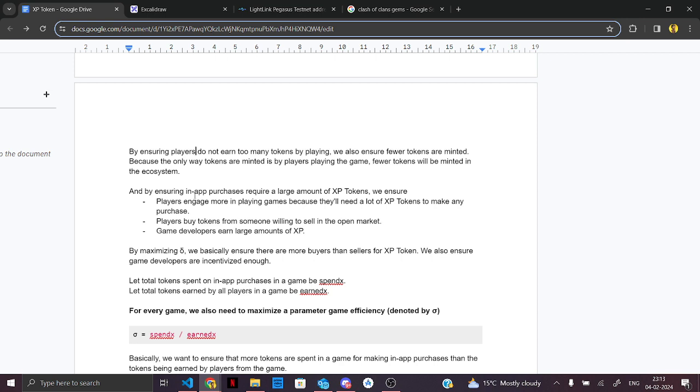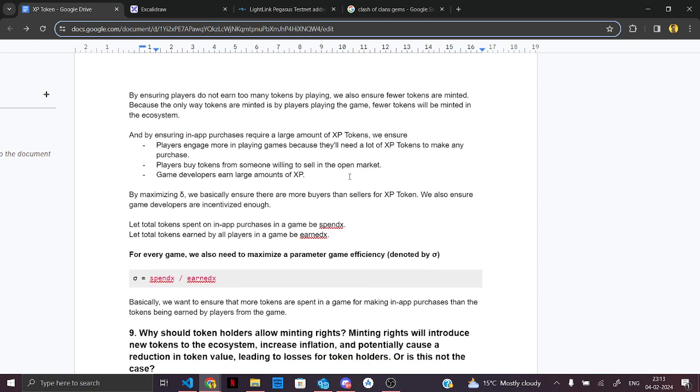So the ecosystem will enforce it itself: it's in the best interest of game developers to ask for a very large amount of XP tokens even for small purchases. We ensure players engage more in playing games because they'll need a lot of XP tokens to make any purchase. Players buy tokens from someone willing to sell on the open market because it's very difficult to earn any significant XP tokens, and even if they want to buy, they'll only buy XP tokens which were earned by other people. So this will drastically increase XP token value.